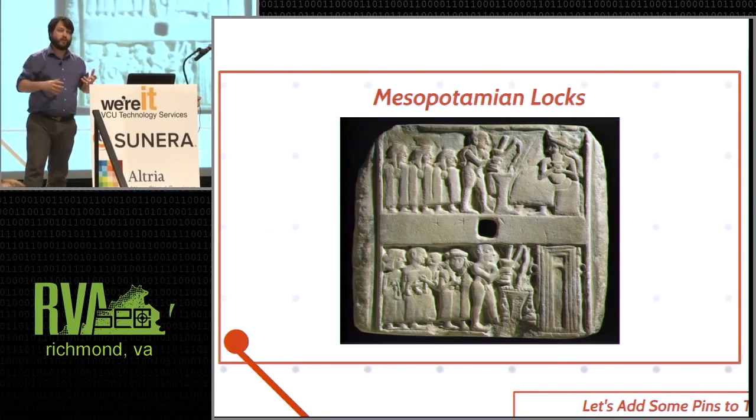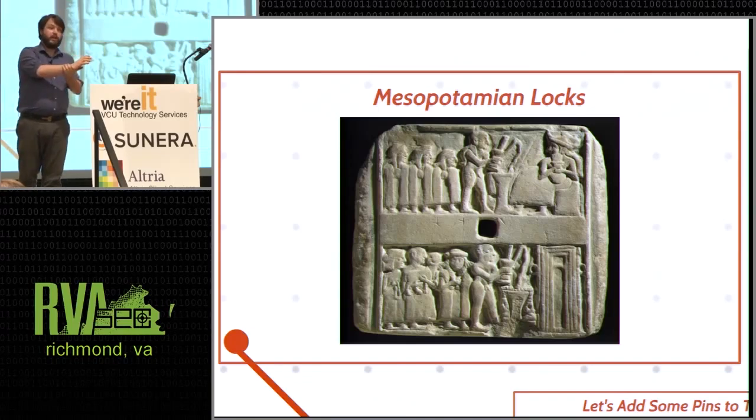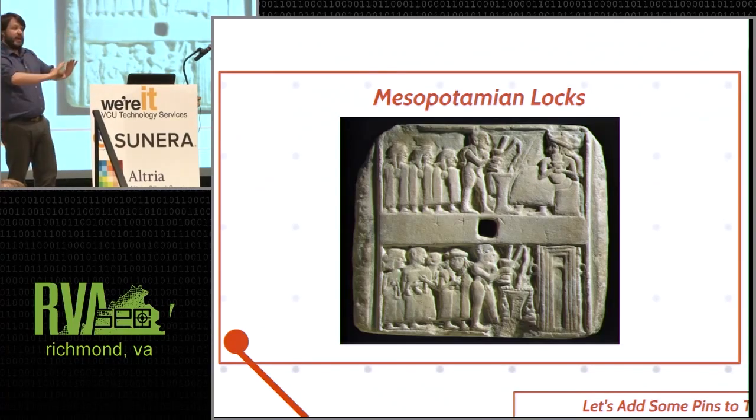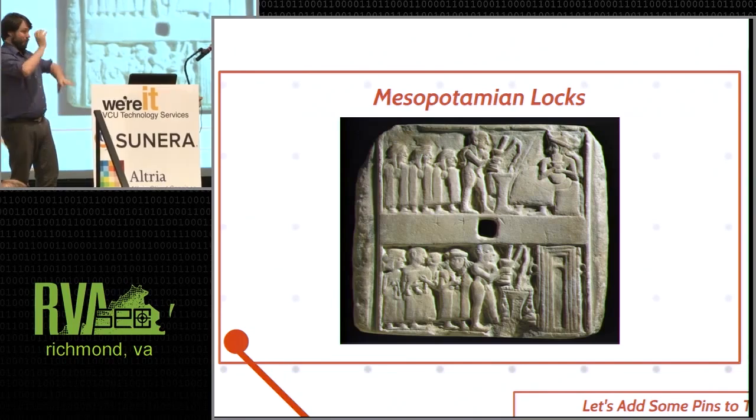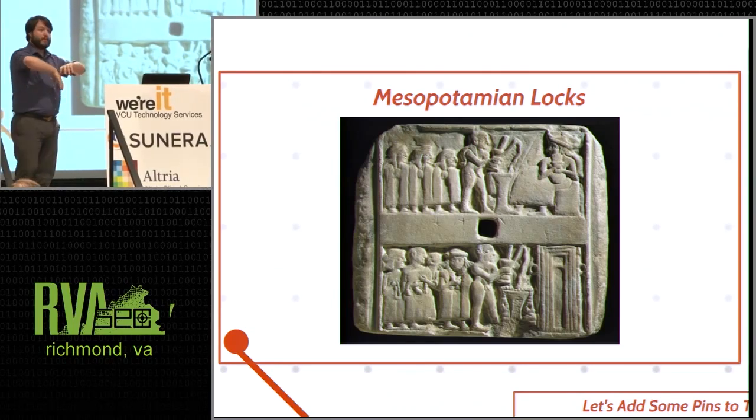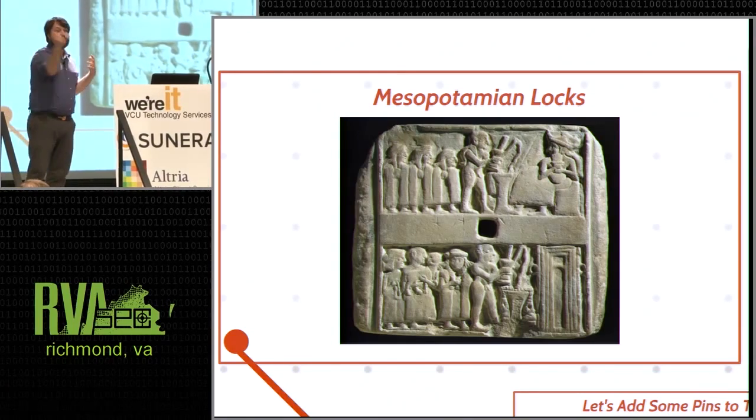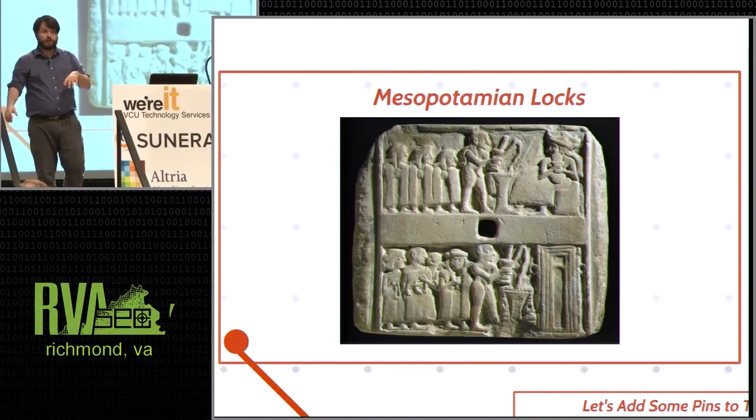The way that the door seal worked is that you had a bolt that went through the door, and then you put a bunch of clay on the bolt. And you inscribed some cool stuff in the clay so that if anybody ever entered, you would know that they had to smash your clay in order to remove the bolt.